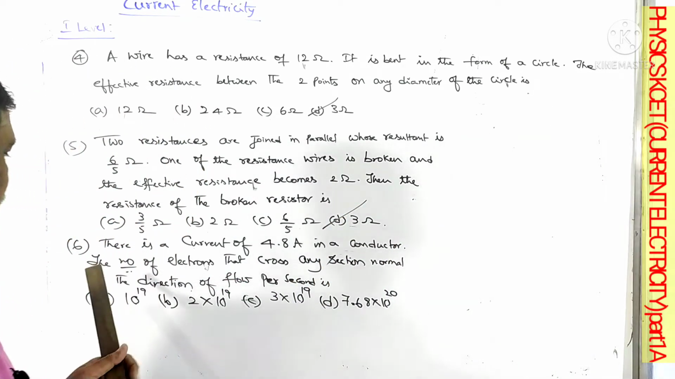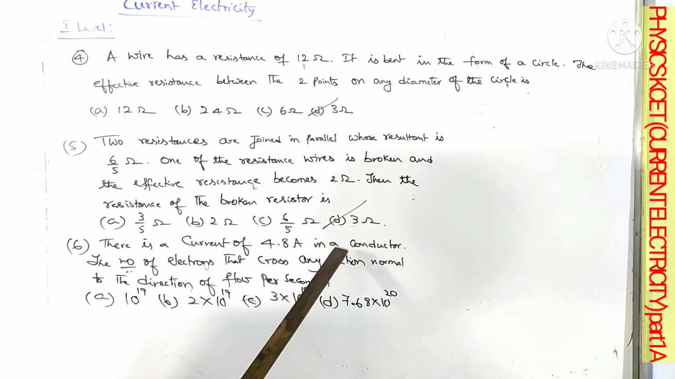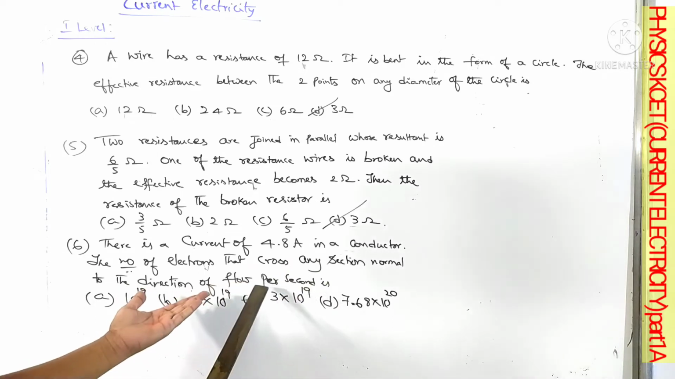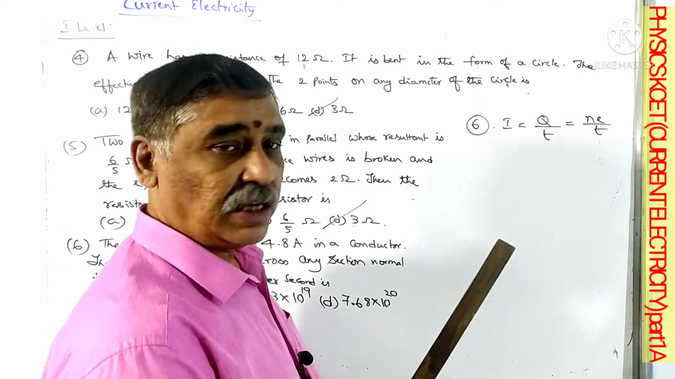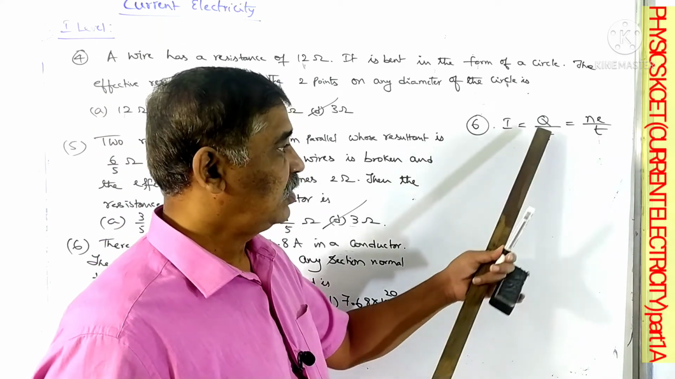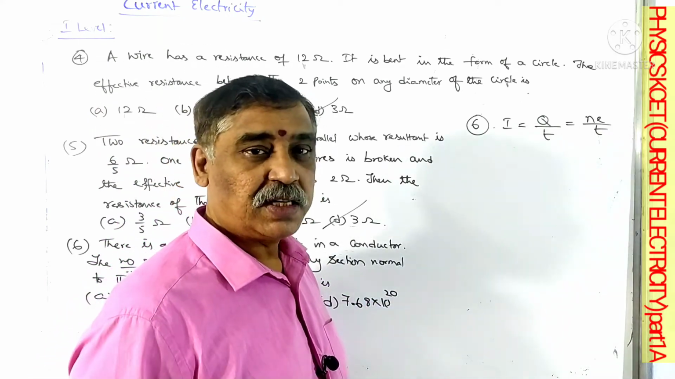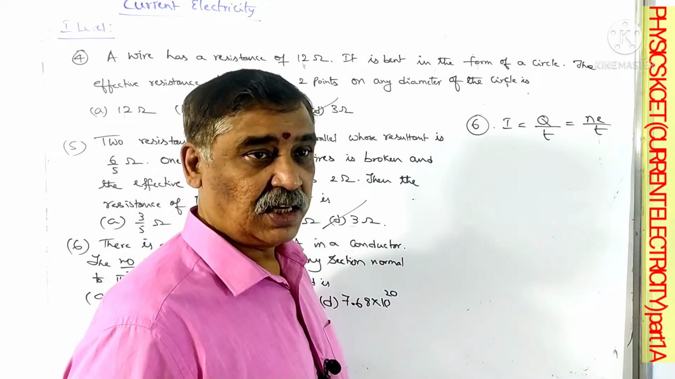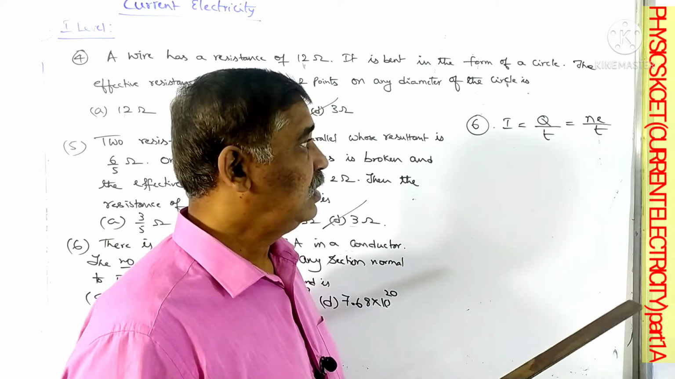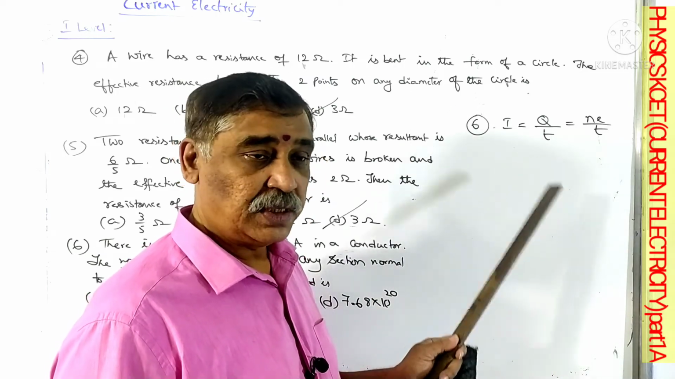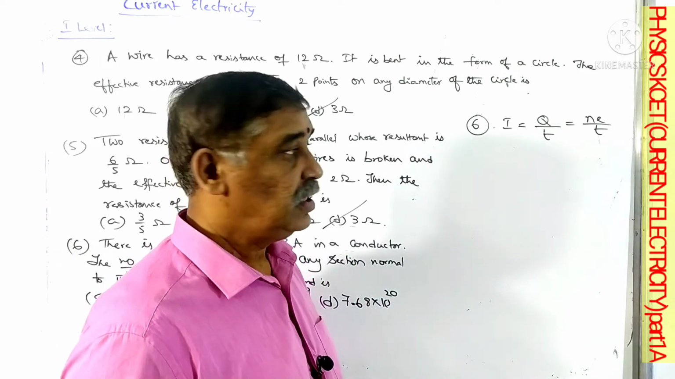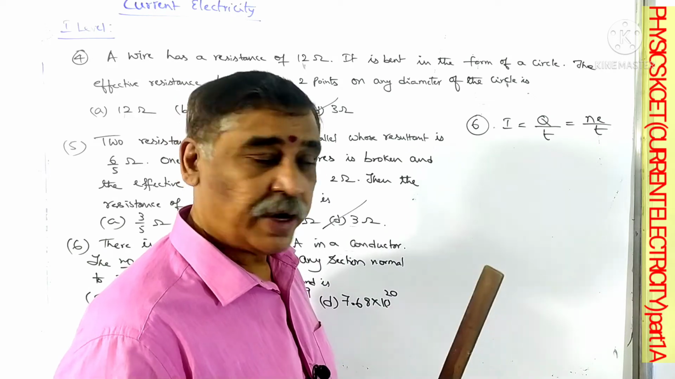The next question is: there is a current of 4.8 ampere in a conductor. The number of electrons that cross any section normal to the direction of flow of current per second. So I is equal to Q by T, that is familiar to us. Q is nothing but Ne, that is in properties of electric charge, that we should recall. Of course we discussed it in the first chapter itself. So if you have not watched those videos, the link is provided. Go to that link, view all previous videos, then you can understand these topics in a better way.